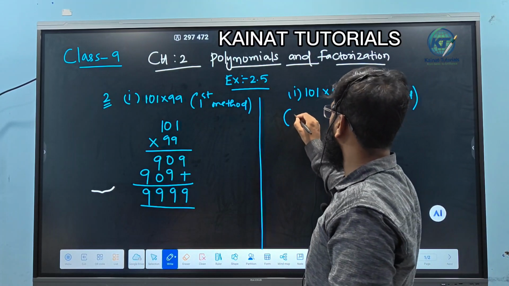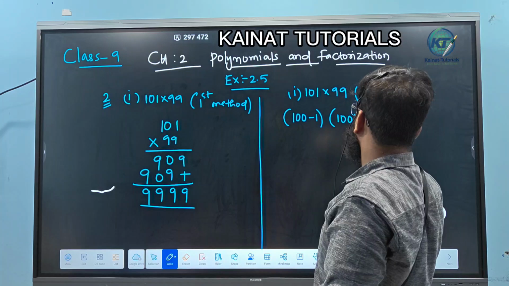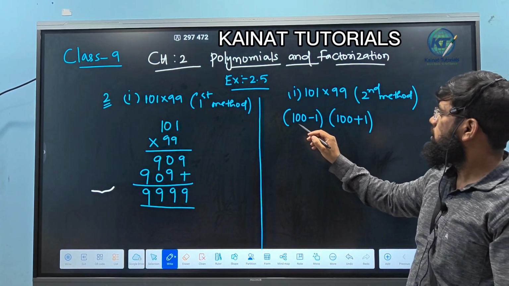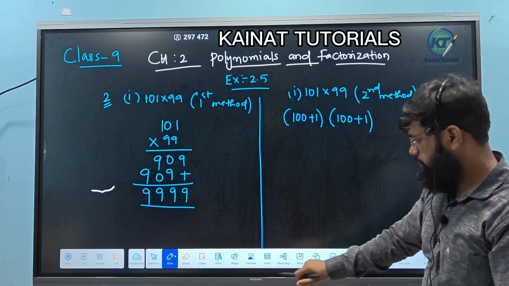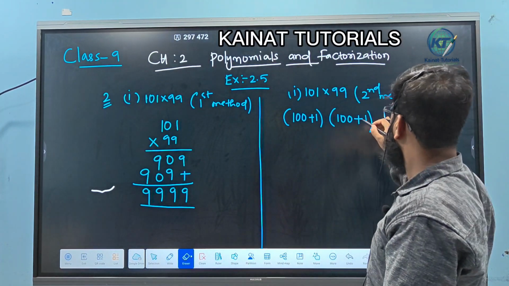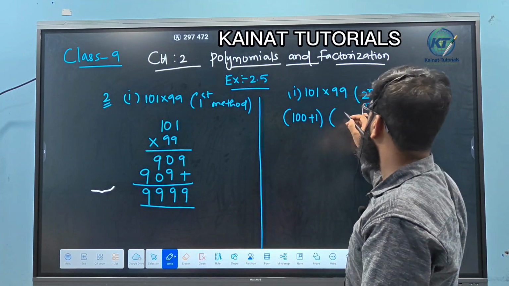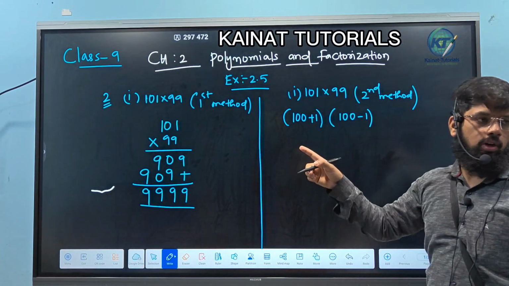Which identity will I show you? 100 minus 1 and 100 plus 1. Why? Because 101 we can write as 100 plus 1 and 99 we can write as 100 minus 1. Is it matching or not?